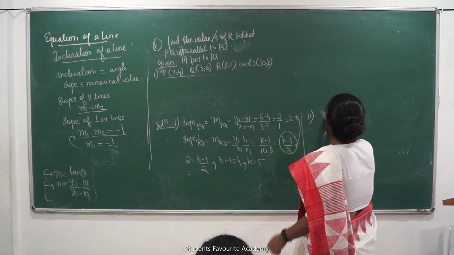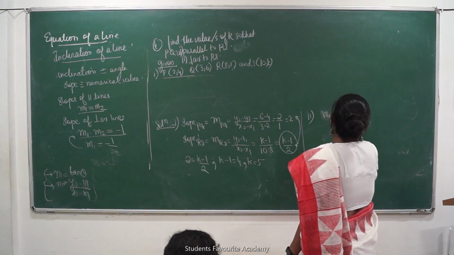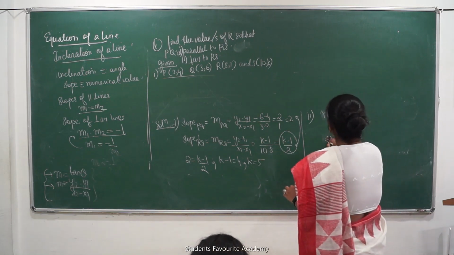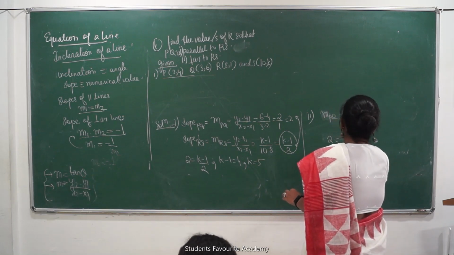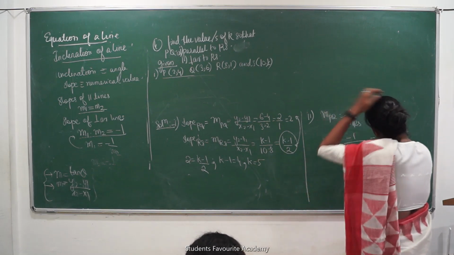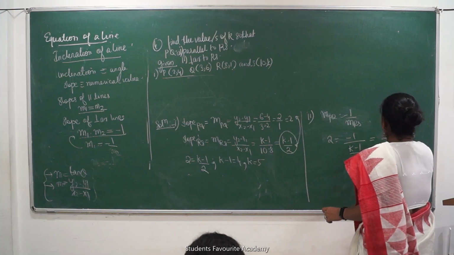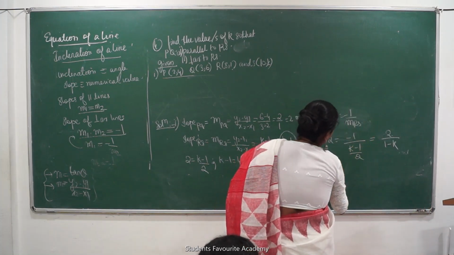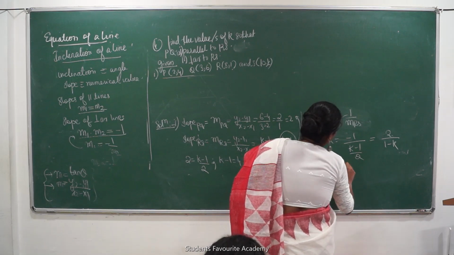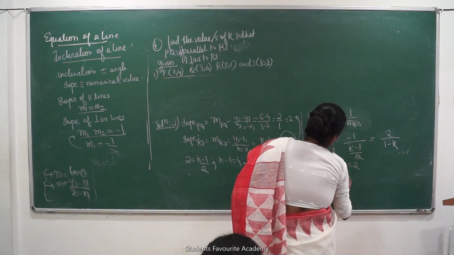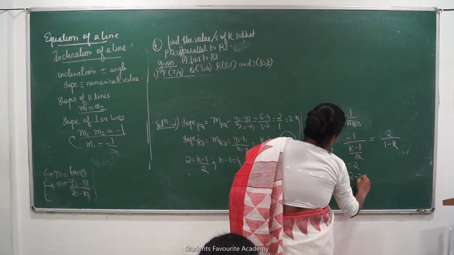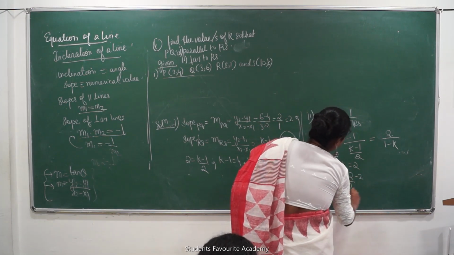So what would I write? M of PQ is equal to minus 1 upon M of RS. So 2 is equal to minus 1 upon k minus 1 upon 2, that is equal to minus 2 upon k minus 1, or 2 upon 1 minus k. I took the minus inside. So can I say 2 minus 2k is equal to 2? So 2k is equal to 2 minus 2, k is equal to 0.